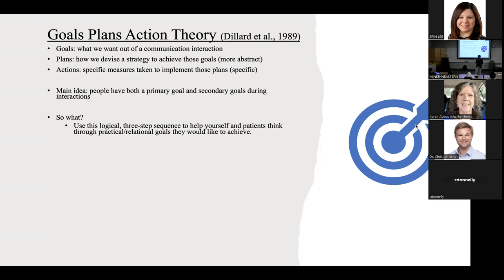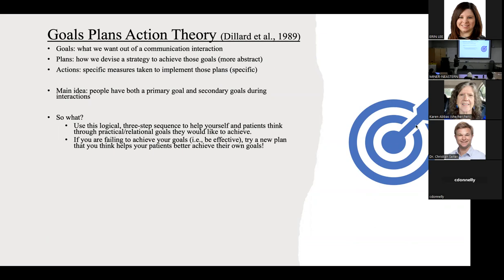And how can I devise a strategy to achieve those goals as effectively as possible? You can also use it to help your patients more mindfully understand what they want out of a given interaction. And to the extent that your goals align, now you're cooking with gas. That's great, right? You can name those similarities and those common goals and work together to implement plans via actions that benefit both of you.